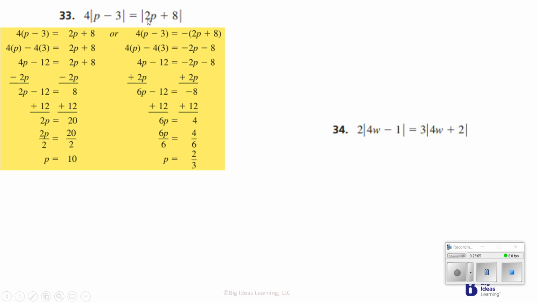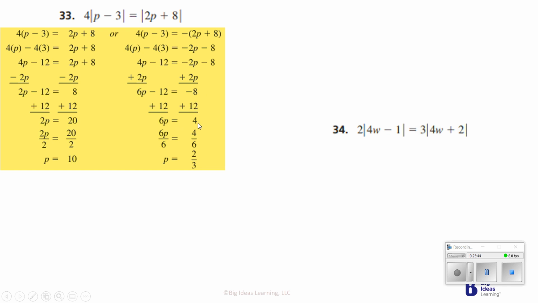But over here, remember, it could equal a positive or a negative, so this would be a negative 2p plus 8, which means a negative times 2p is negative 2p, and negative times 8 is negative 8. So this time, when we combine like terms, we will be adding 2p instead of subtracting to both sides. 4p plus 2p is 6p. That's going to leave us 6p minus 12 is equal to negative 8. We're going to combine like terms. We're going to add 12 to both sides, right? The opposite of negative 12 is positive 12. 12 minus 8 is 4.